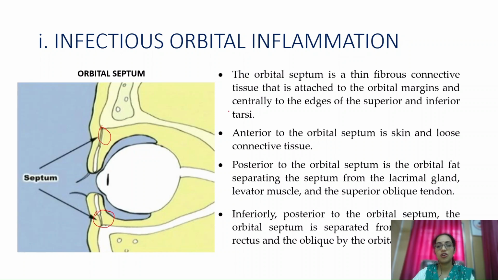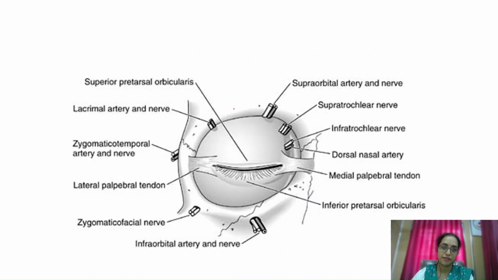So anterior to the orbital septum, we have just the skin and loose connective tissue, whereas posterior to the orbital septum, there is orbital fat separating the septum from the contents of the orbit like lacrimal gland, levator muscle, and superior oblique tendon. Inferiorly, posterior to the septum, you may find the inferior rectus and the orbital pad of fat.